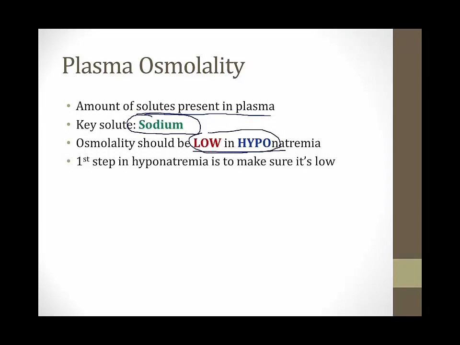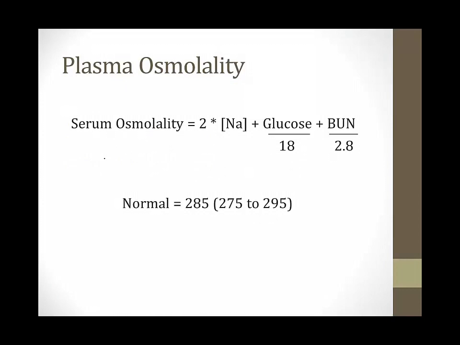And the first step in evaluating a patient with hyponatremia is to make sure that the plasma osmolality is low, as it should be. You can calculate the serum or the plasma osmolality using the equation I've shown on the screen. It's equal to 2 times the sodium concentration plus the glucose concentration divided by 18 plus the BUN divided by 2.8. And the normal value is 285 in the range of 275 to 295.